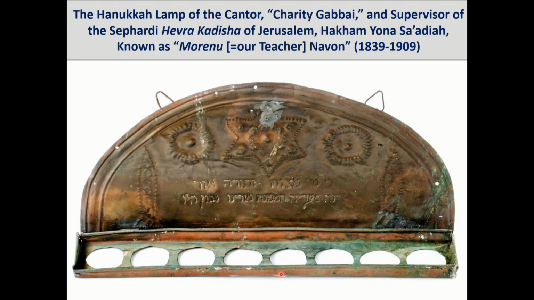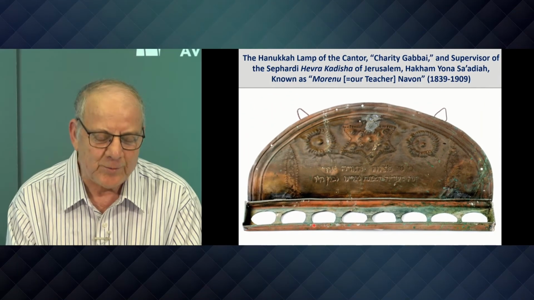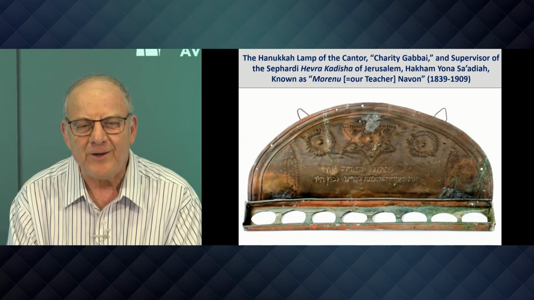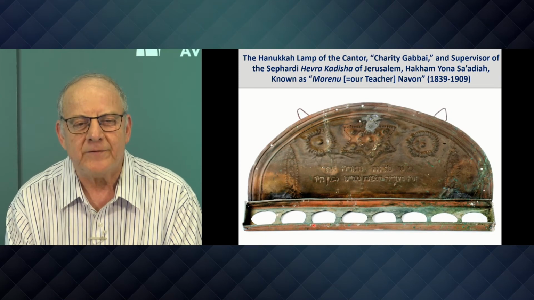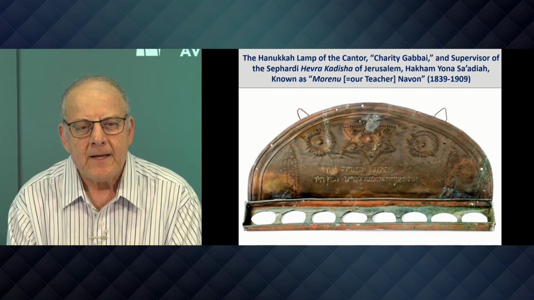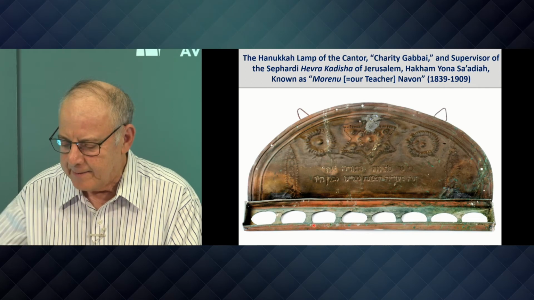So here is another one, a folding lamp. But here, what's interesting, we have the name of the person for whom it was made. Again, very simple, very crude, real folk art. And his name is written here in the second line, Yona Seadia Hamechune Morenu Navon, a historical figure. We know exactly who he was. You can read his biography, a short biography written by the father of Yoram Gaon, Moshe David Gaon, who was a scholar of the Sephardim here in Jerusalem.